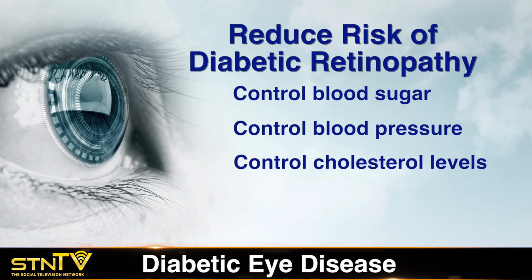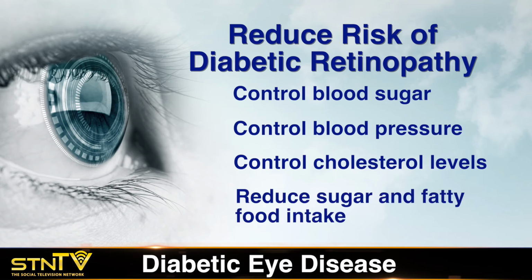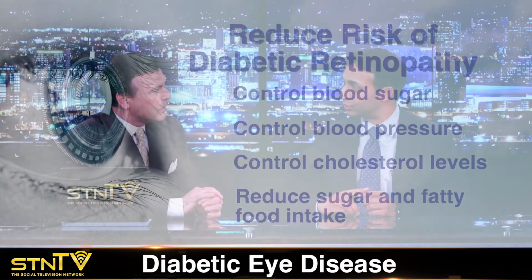Well, the best way is with diet. You want to make sure you reduce your sugar intake, your fatty food intake. Those things that cause other problems in the body can cause problems in the eyes and diabetes. So you've got to make sure you control the blood sugars, the blood pressure, and the cholesterol. Those are the key things.